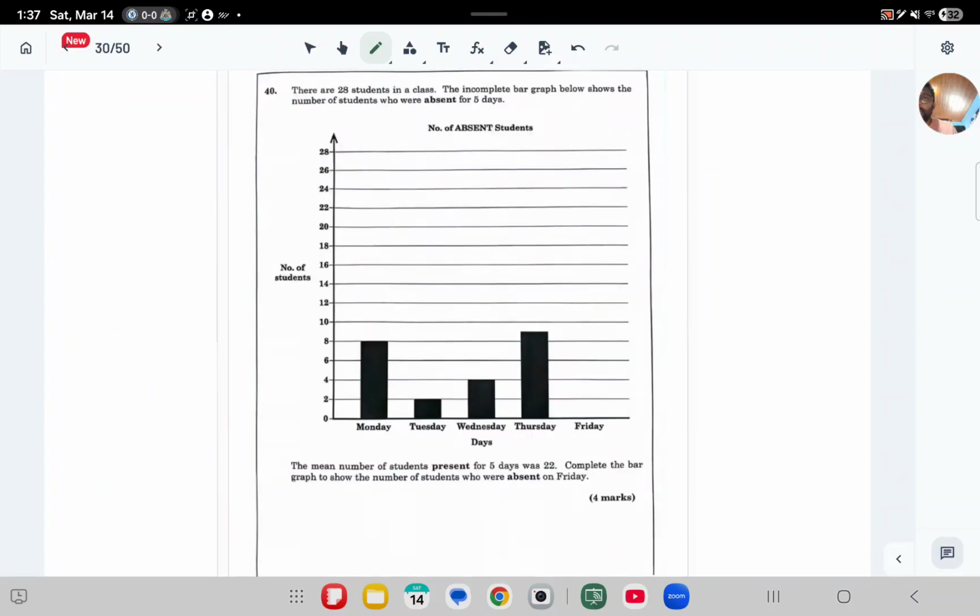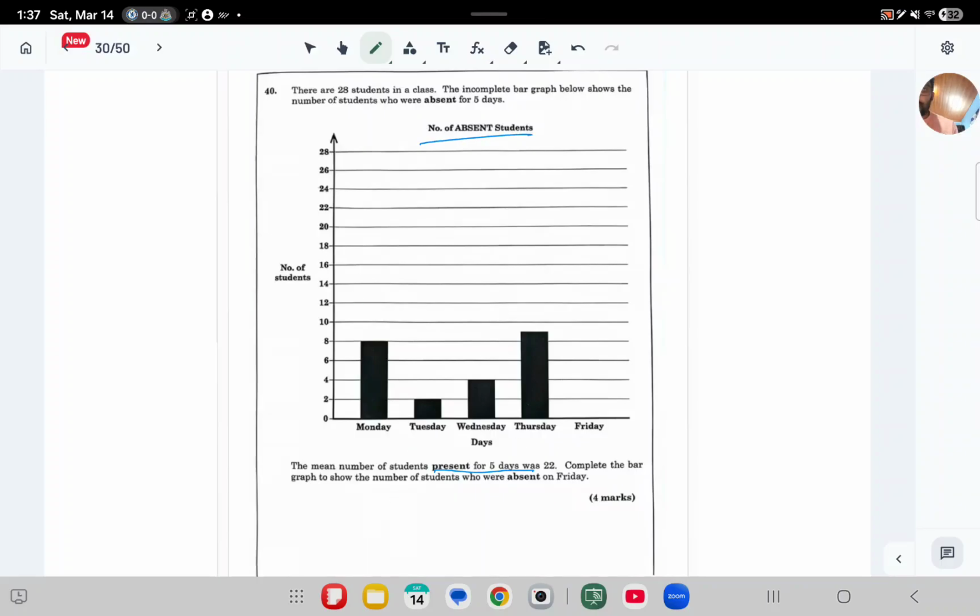Now we're moving on now to number 40, final question for this test paper. Alright, it said here now there are 28 students in a class. The incomplete paragraph below shows the number of students who are absent for 5 days. So the absent students. The mean number of students present for 5 days was 22. Complete the paragraph to show the number of students who were absent on Friday. So we need to find out absent. But the information here is present.